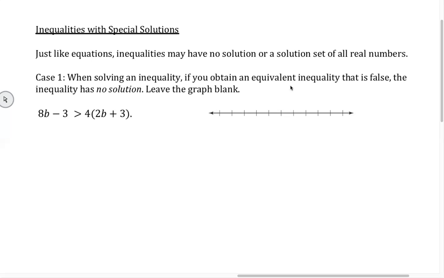So here, we have 8b minus 3 is greater than 4 times the quantity of 2b plus 3. Harshan, what would I do with that 4 right there? You distribute it. Yeah, so everybody distribute that 4. So we have 8b minus 3 is greater than 8b plus 12. You with me on that, Harshan?